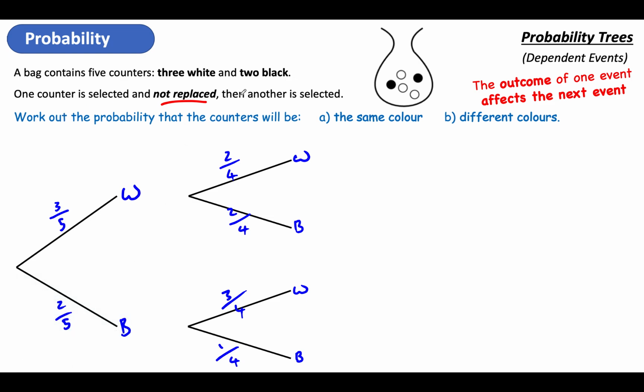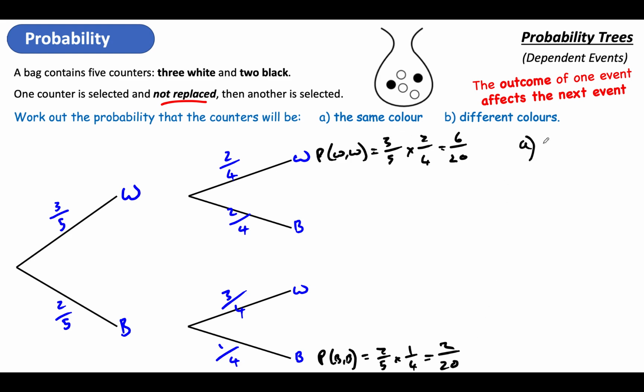So work out the probability that counters will be the same colour. So there's 2 possible outcomes for this. It could be white and then white, or indeed it could be black and then black. Either of those outcomes, so I want one or the other. But we're going along the branches first, so I want white and I want white. So 3/5 times 2/4, which is 6/20. Black, black. That will be 2/5 times by 1/4, which is 2/20.